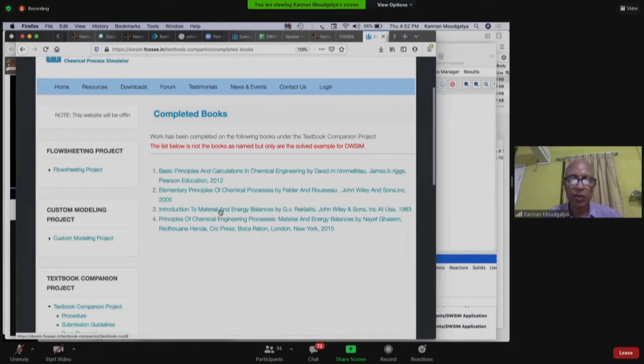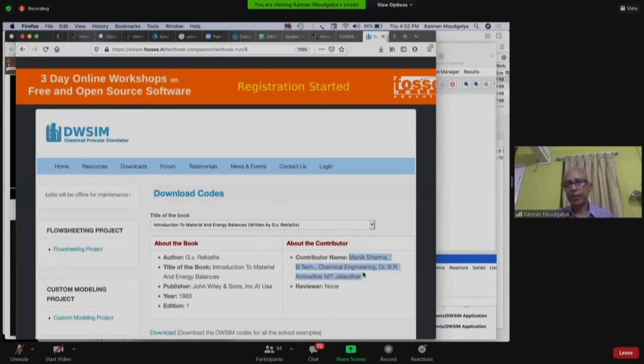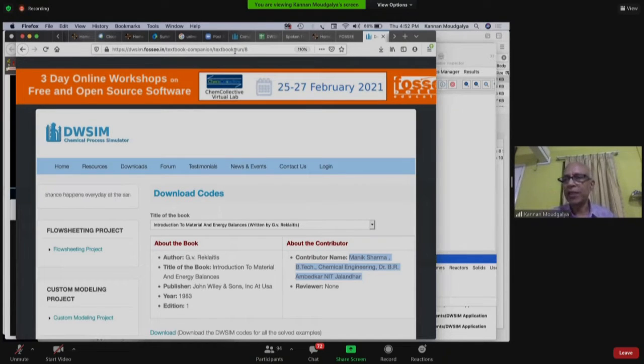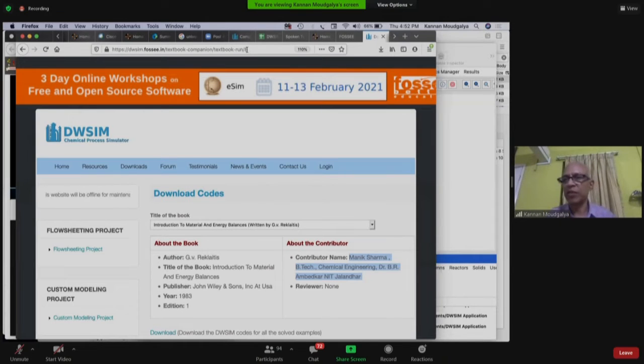For example, if you say introduction to this, let's click this. The contributor is Manik Sharma from NIT Jalandhar. We know people who gave this link when they applied for higher studies, or for an internship, or for jobs. They used to share this information, saying, "Look, I have done this, go and see my capability." And it has worked really well.